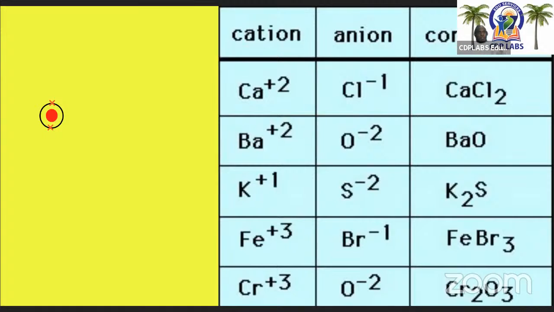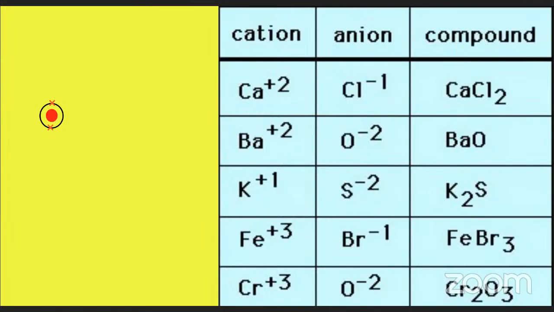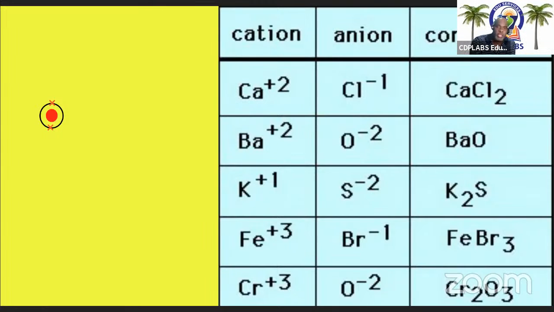So 20 is the atomic number. What is the electronic configuration for calcium? 2, 8, 8, 2. Very good.